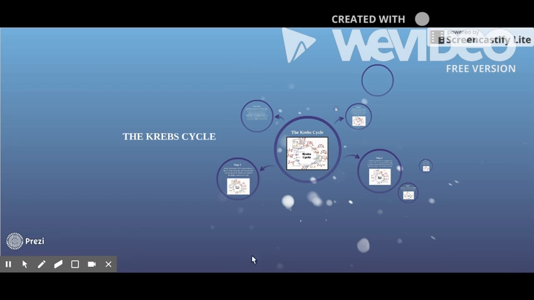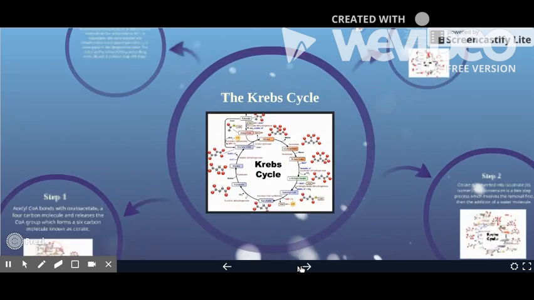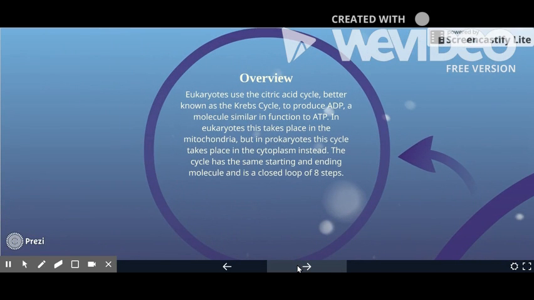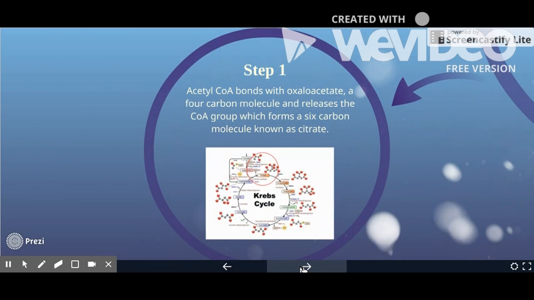Our group had the Krebs cycle. In order to have usable energy, eukaryotes use the citric acid cycle, better known as the Krebs cycle, to produce ATP. In eukaryotes, this takes place in the mitochondria, but in prokaryotes, it takes place in the cytoplasm instead. The cycle has the same starting and ending molecules and is a closed loop of 8 steps. Proteins, fats, and sugars can all be broken down into acetyl-CoA and enter the Krebs cycle.